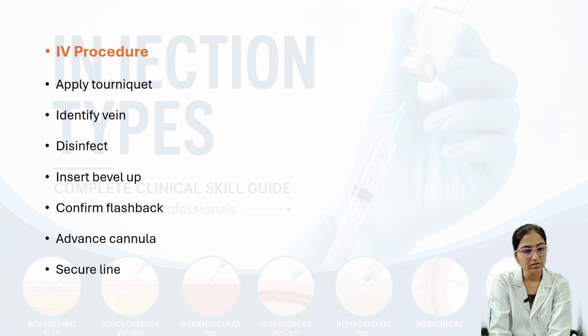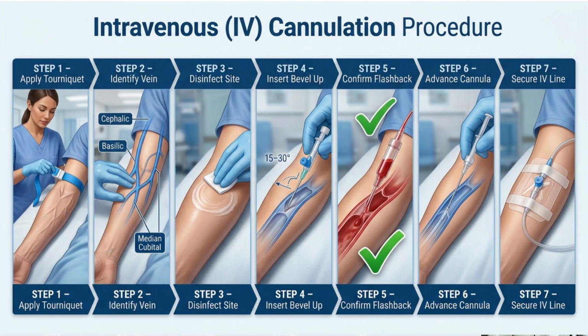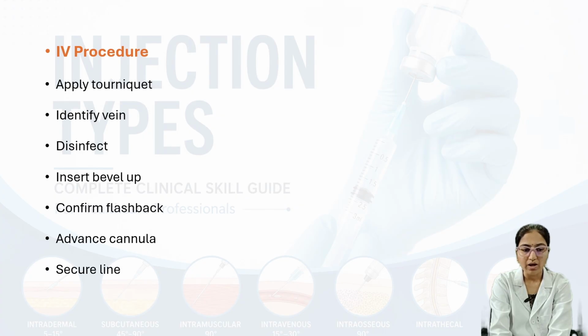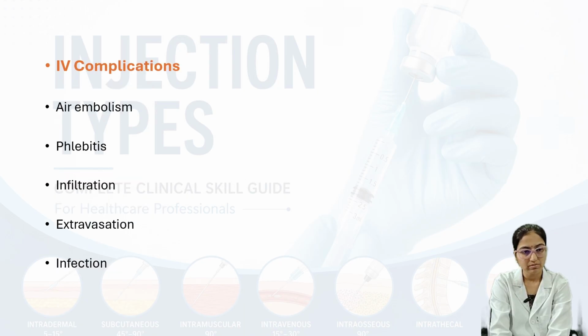And then we'll see the simple IV procedure here. Apply tourniquet, identify vein, it's very important, identify vein, and then disinfect, and then insert, confirm flashback, and then advance cannula, and then secure the line. Next, we'll see complications of IV.